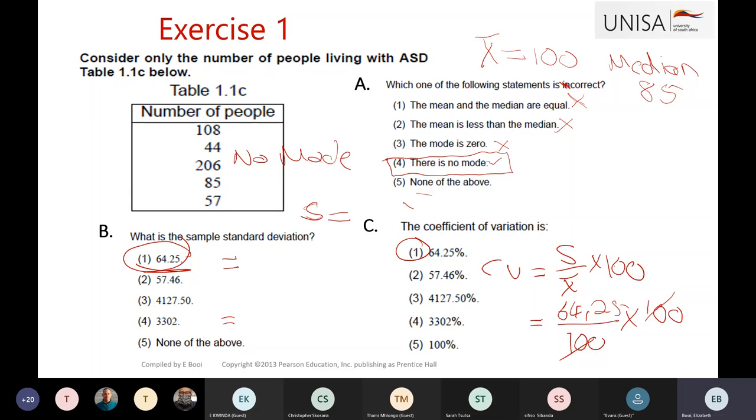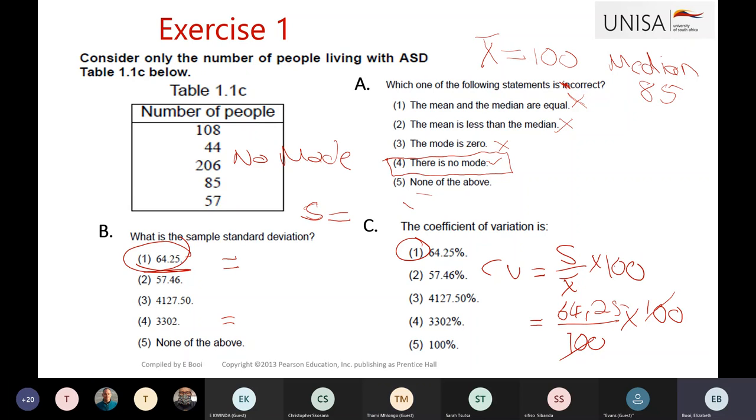Even if you do it on your calculator, you will say 64.25 divided by 100, multiplied by 100, it will give you 64.25. And let's see. Sfiso got it right. Sarah didn't answer the question, and Ian got it right as well. And that's how you do your coefficient of variation, your standard deviation, your mean, your median.